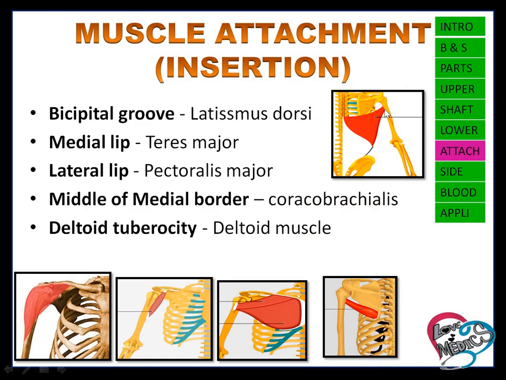Latissimus dorsi muscle inserts in the bicipital groove. Teres major muscle inserts in the medial lip. Pectoralis major muscle inserts in the lateral lip. Coracobrachialis inserts in the middle of medial border and deltoid muscle inserts in the deltoid tuberosity.